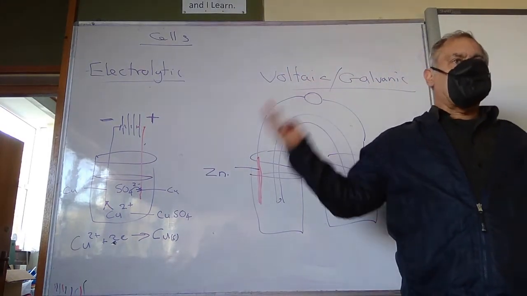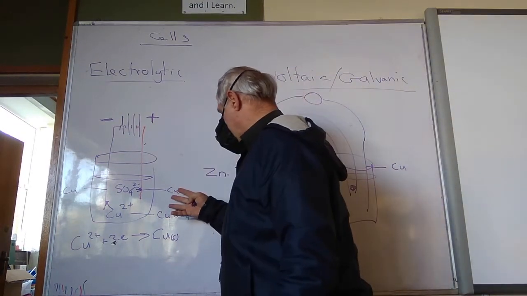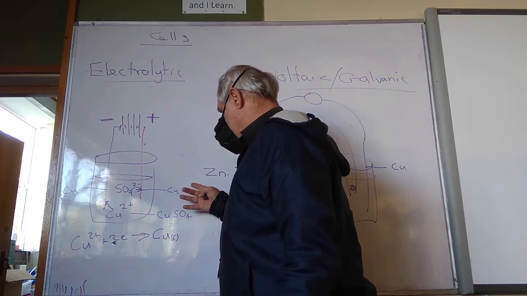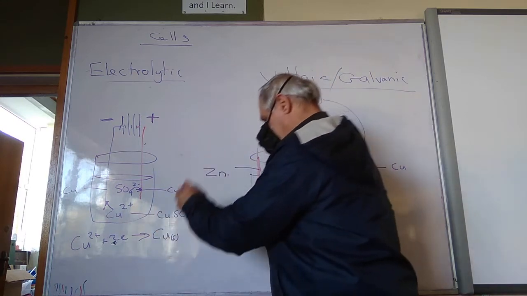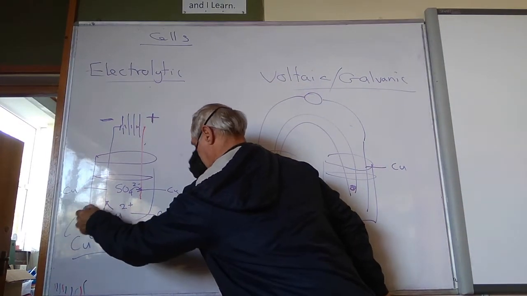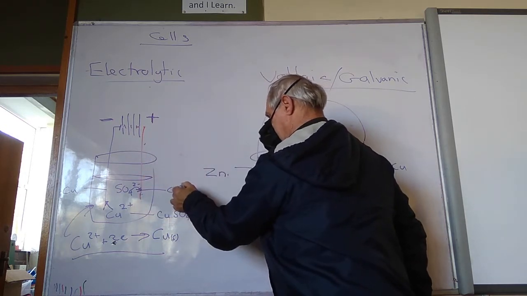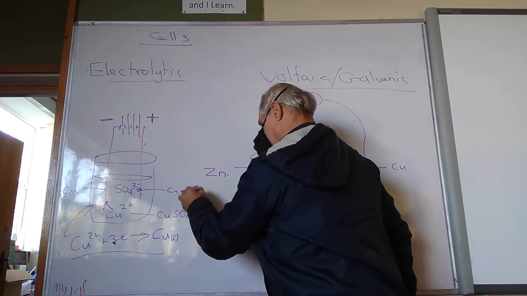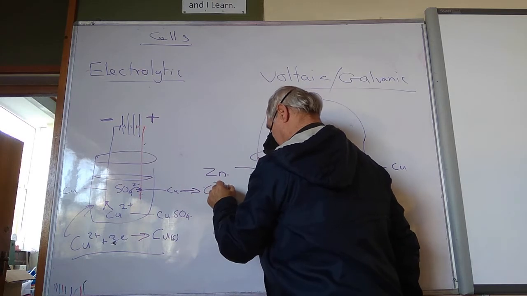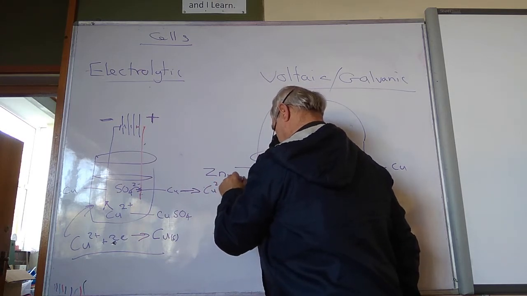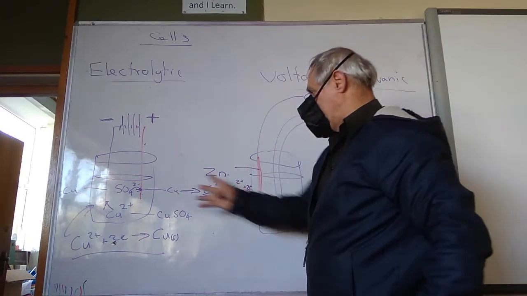Now, here's the kind of question they're going to ask you. The positive does this to the copper. So this is what occurs here. The positive is stripping electrons away from the copper to form Cu 2 plus and 2 electrons. The exact opposite is occurring at this electrode.